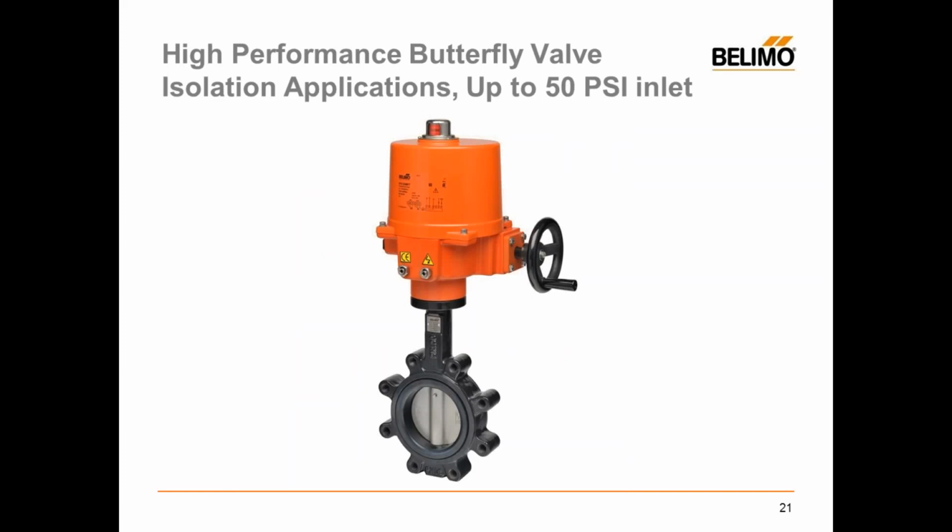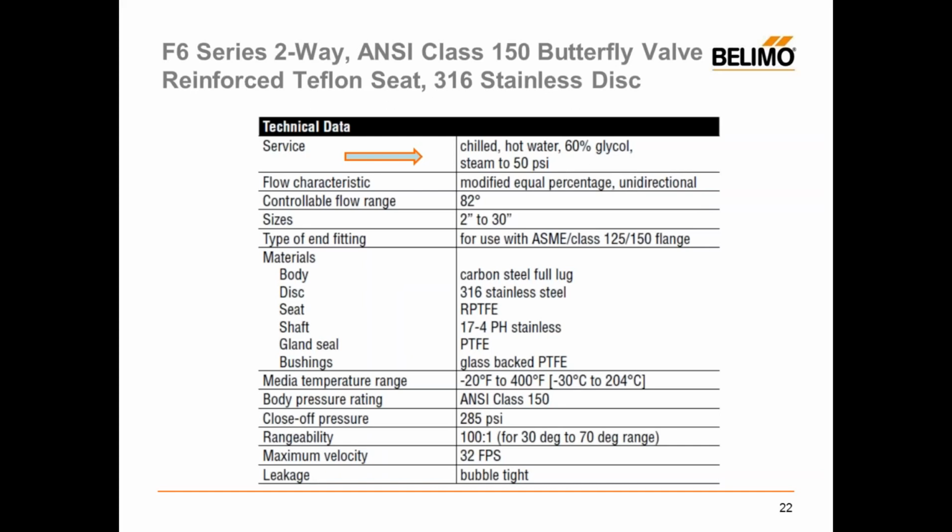High-performance butterfly valves, again, a Belimo rep might call an SHP valve, a high-performance valve. They're a stainless steel trim retained valve with Teflon trim. Again, you would use this for isolation. The tech sheet on this, when you get to steam, is not too complicated. Steam up to 50 psi, and that's about it.